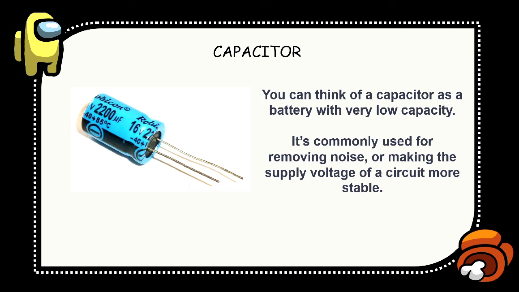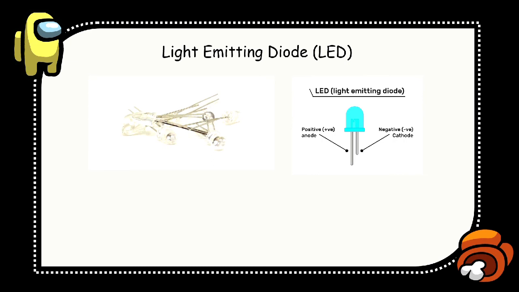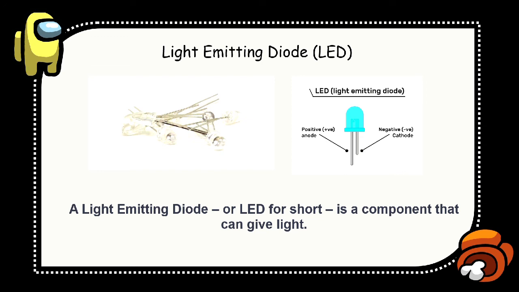Then, the light-emitting diode, or what we call LED light. A light-emitting diode, or LED for short, is a component that can give light. So, ang tiil sa LED light naay taas ug naay gamay. So, ang taas, mauna siyang positive, or what we call the anode. And, katong mugbo na tiil, or what we call the negative, ginatawag na cathode.